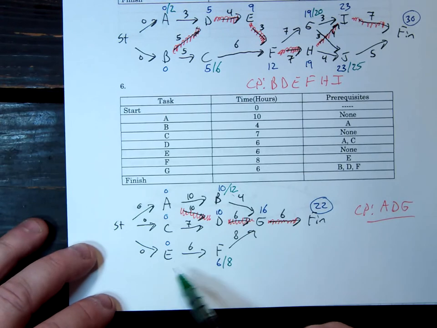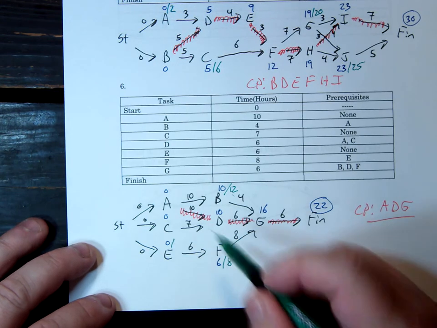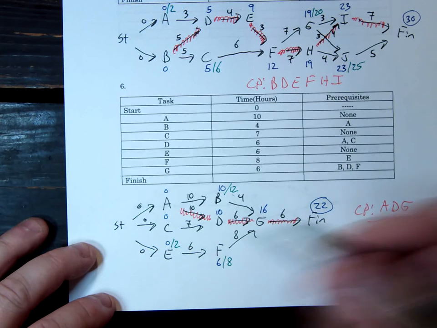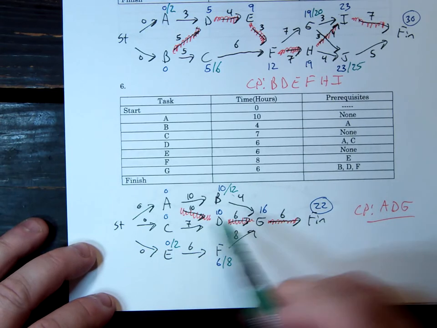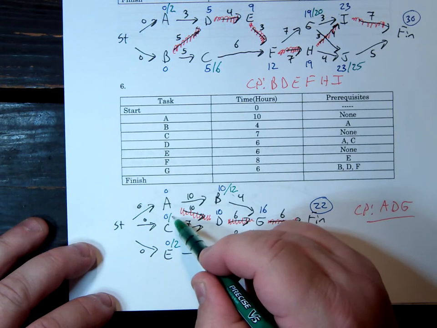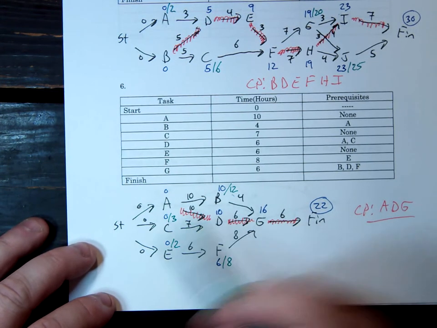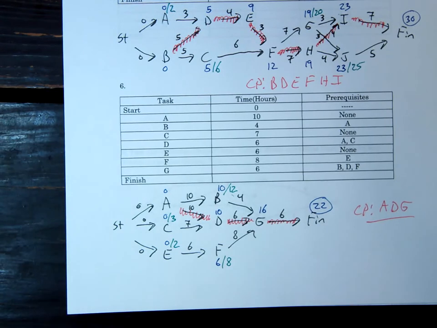E is feeding into F, so he doesn't have to have it till 8, so E is 8 minus 6, 2. C gives it to D, has to be done by 10, minus 7, so he could do 3. And A is part of the critical path. So there's your latest start times.